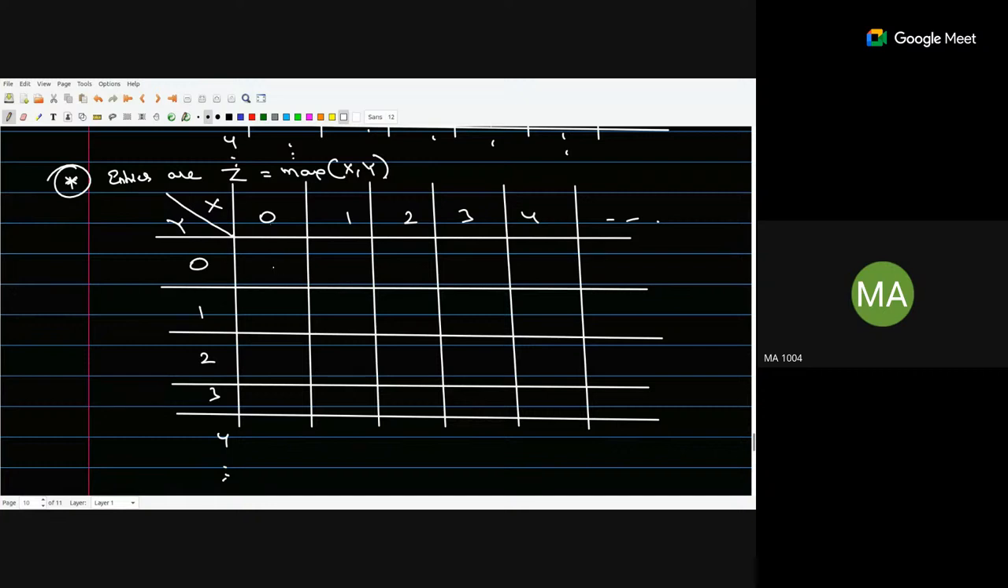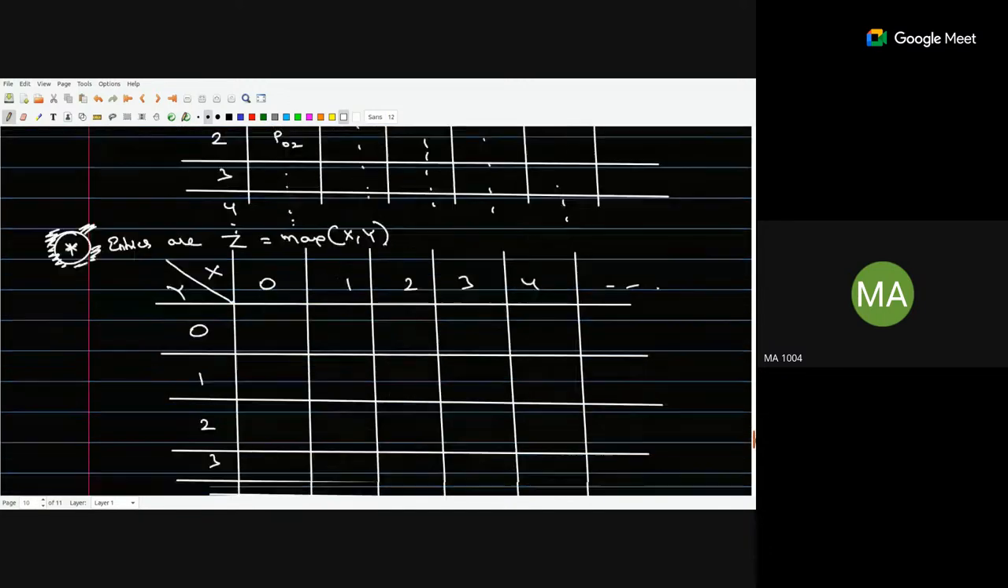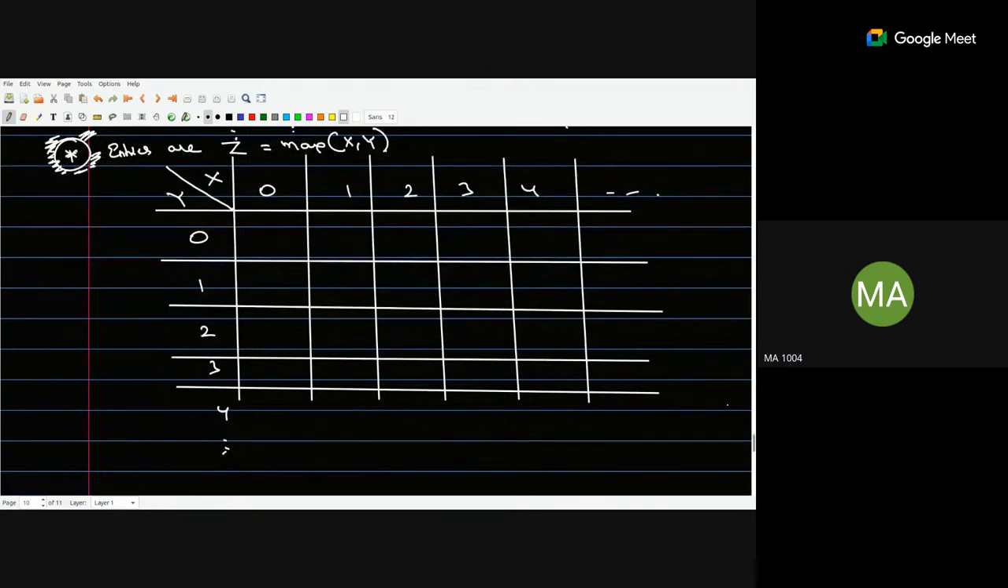So for 0, 0, the entry will be, what is the max of 0 comma 0? Simple, zero. Okay, so these are not probabilities. Again, the joint table is this, but I am writing another table where the entries are max of x comma y, whichever is maximum, I will put as the entry. So this will be zero. Now this entry: x is 1 and y is 0. So what is max of 1 comma 0? 1. Right?